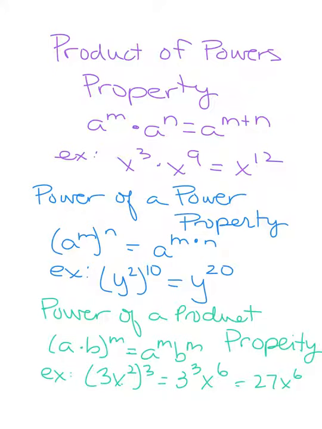Product of powers property. When you're multiplying, you add the exponents. So for example, if I have x to the third times x to the ninth, I end up with x to the 12th.